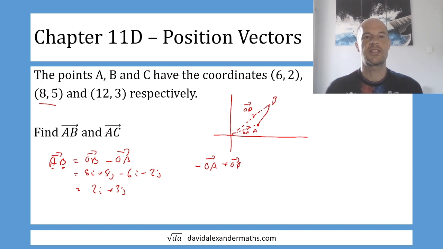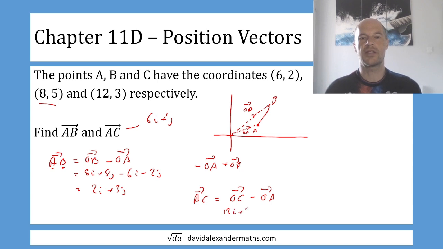So you could say that to go A to C, that is simply to go from 6 to 12, so that's going to be plus 6i, and to go from 2 to 3, that is plus 1j. But we should remember that AC is the vector OC minus the vector OA, and the vector OC is 12i plus 3j, and we're taking away the vector OA, so minus 6i minus 2j, and that is giving us 6i plus 1j.